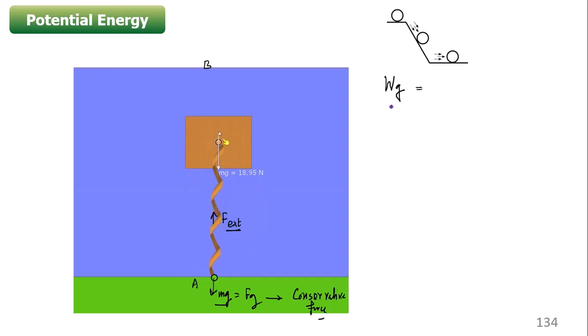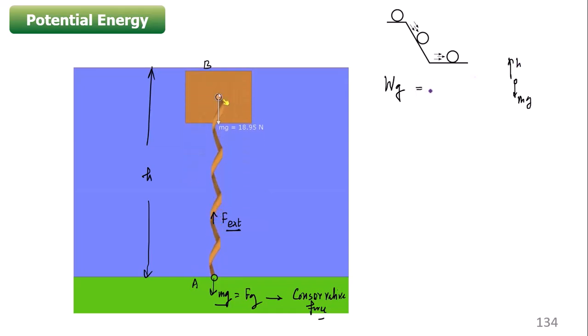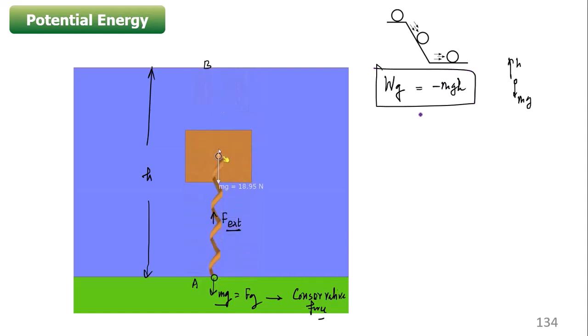For that situation, the particle is moving upward. Let us say the displacement is h. I am moving the particle from A to B and creating a displacement of h. Force is acting downward, so mg is acting downward and h is upward. So work done is minus mg h. The work done by gravity in displacing the particle from A to B is equal to minus mgh. Once I increase the height and shift the position of the particle from A to B, I see that the work done by gravity is negative. That means some amount of energy is being stored in this particle.